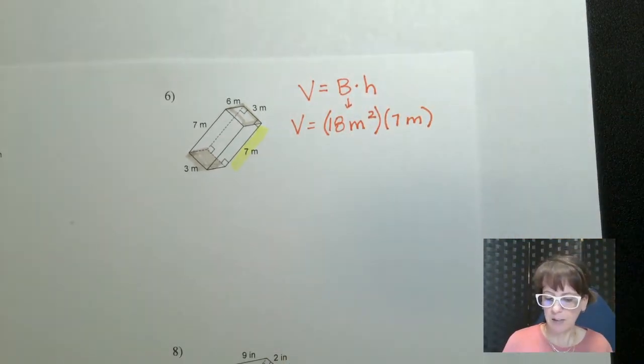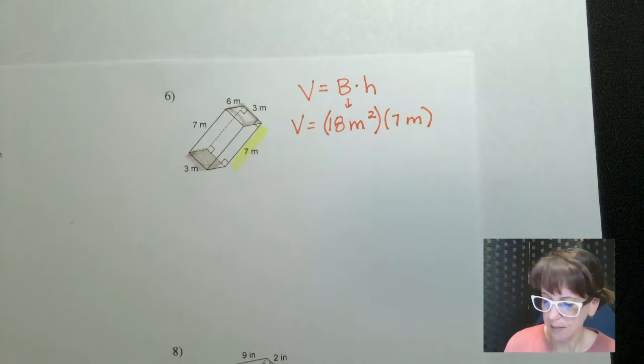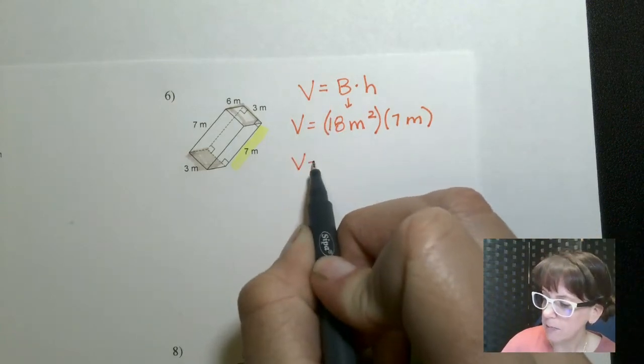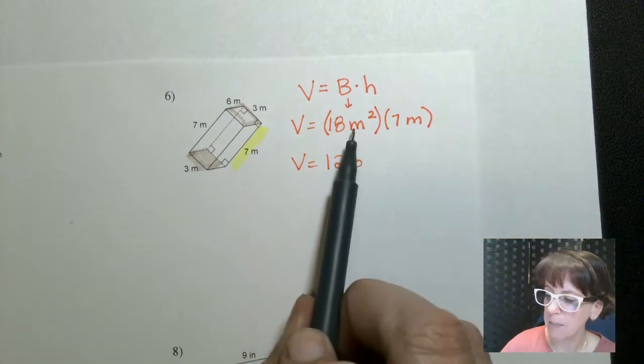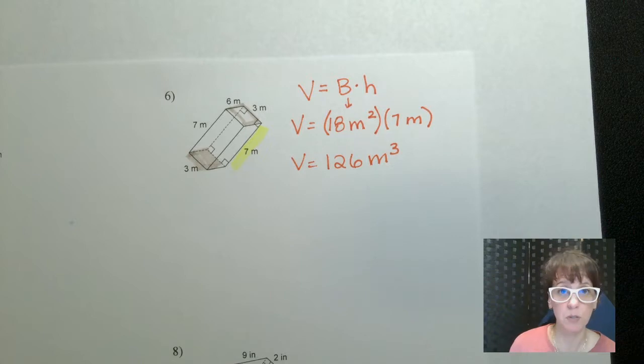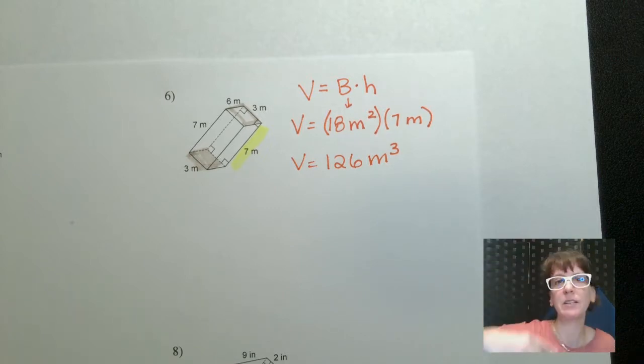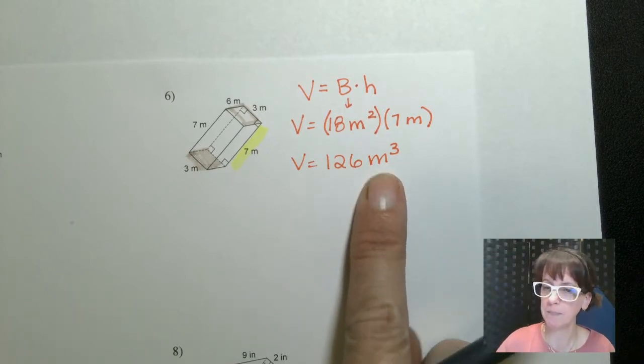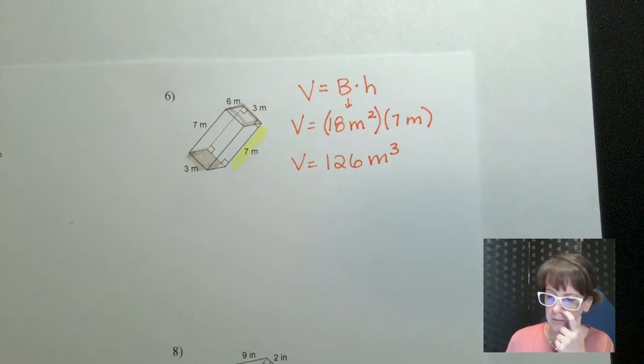So now we say 18 times 7, and we get volume equals 126. Meters squared times meters gives us meters cubed, because when we're talking about volume, we're talking about everything that fits inside there, and so we cube it. So let's try another one of those.